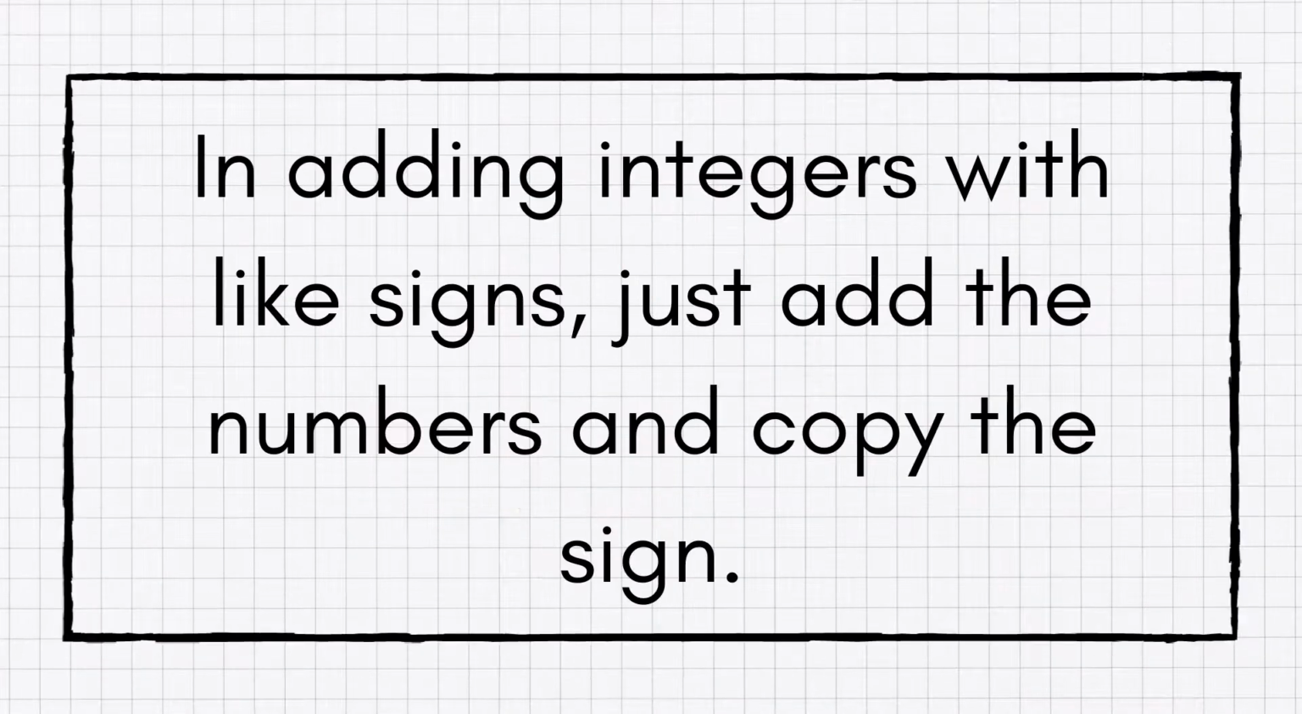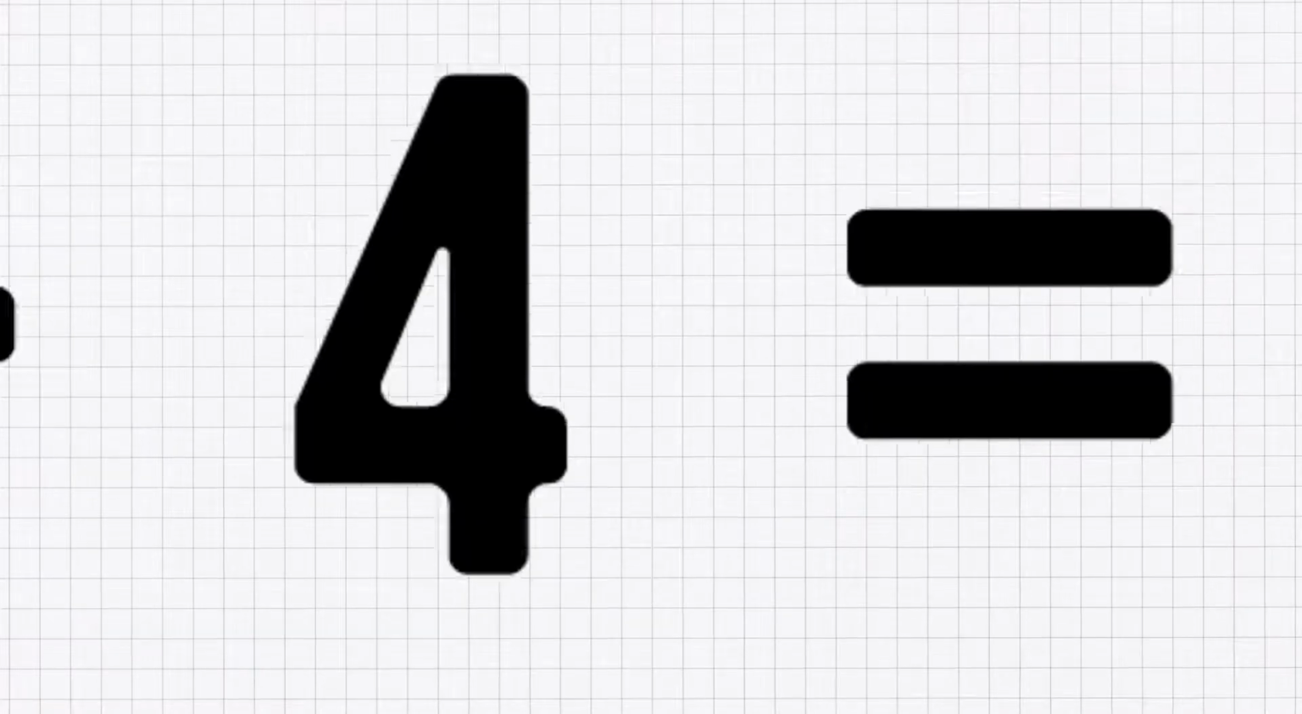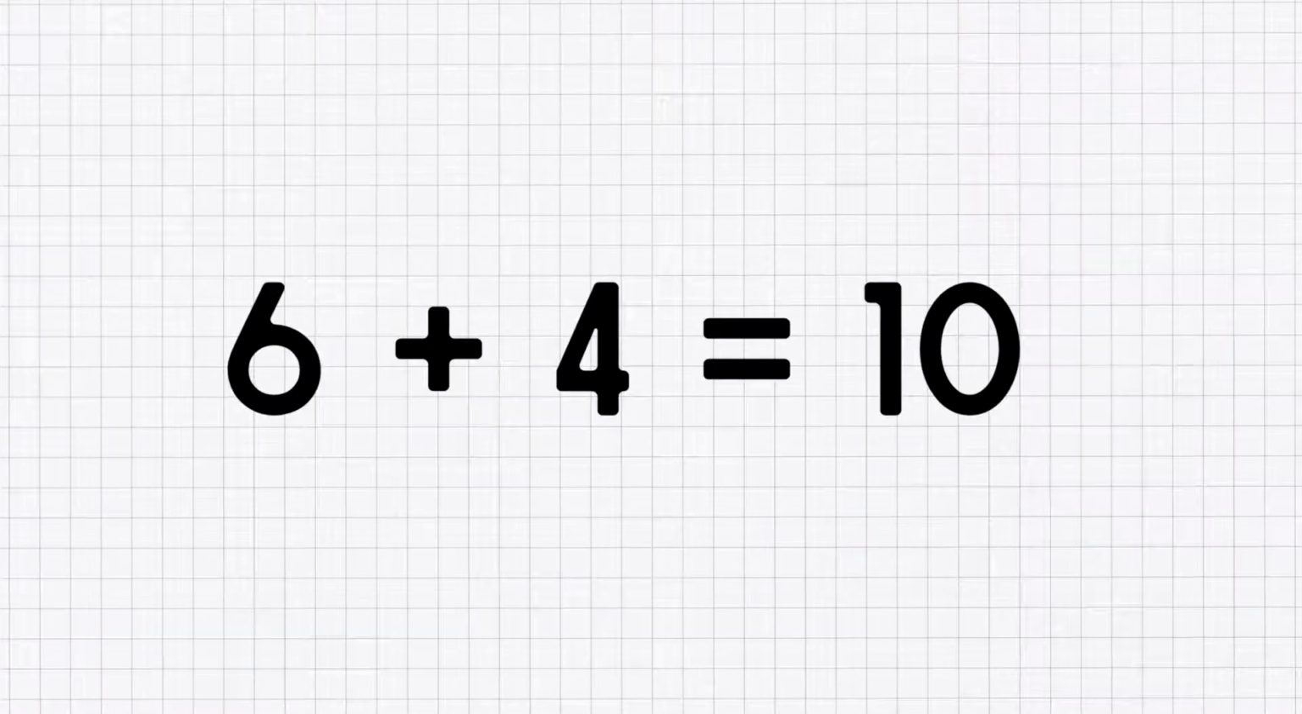So here's the rule in adding integers with like signs. You only have to add the numbers and you copy the sign. Here's an example. For example, we have 6 plus 4. 6 and 4 are both positive, so we have to add the numbers. That's 10. Then we copy the sign, which is positive. Therefore, the sum is positive 10.